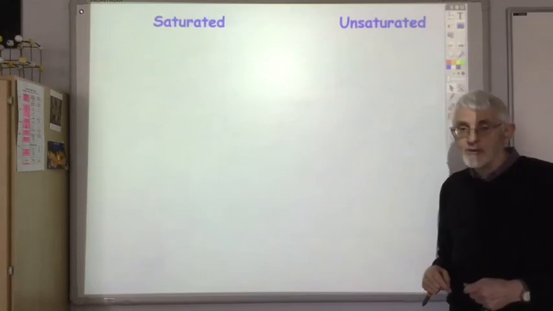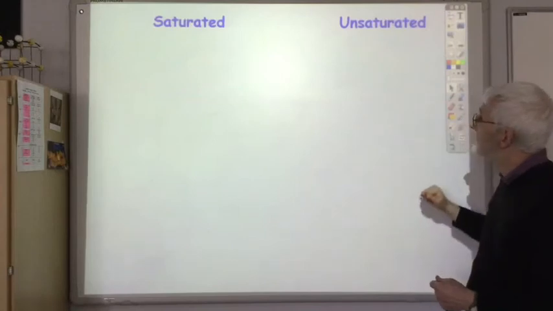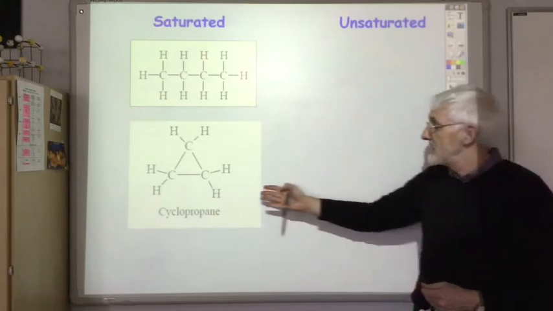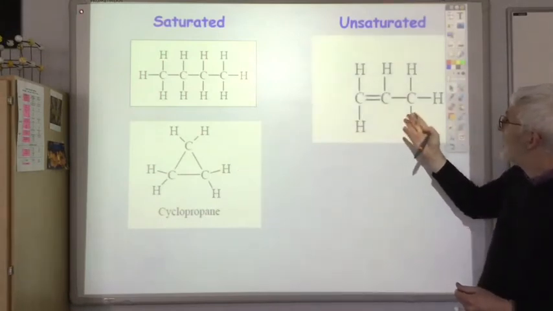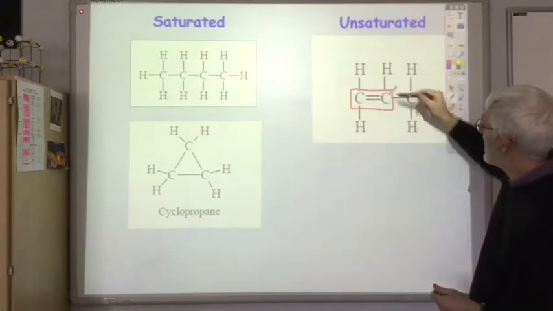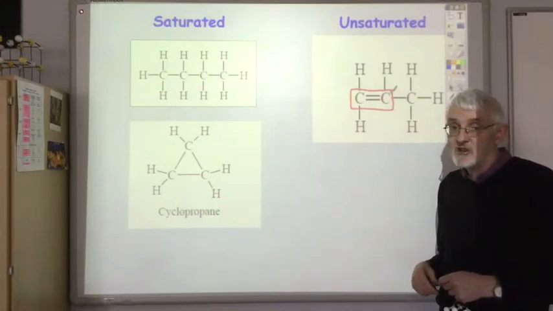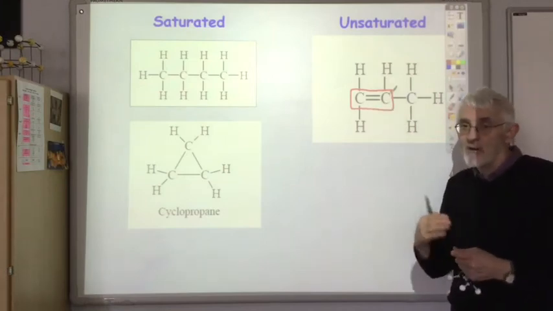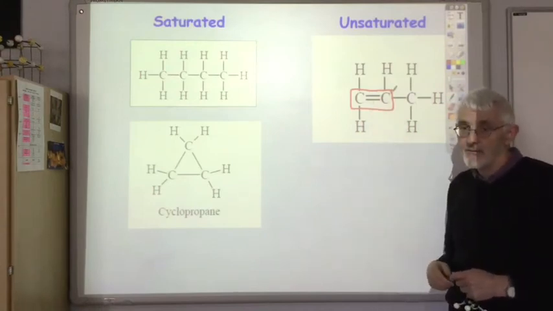Okay, then let's look at this important concept of whether or not a hydrocarbon is saturated or unsaturated. That's an alkane, it's saturated. Cycloalkane, also saturated. An alkene, unsaturated. So what makes it unsaturated? It's having that carbon-carbon double bond. So if we say a hydrocarbon is unsaturated, we mean it contains carbon-carbon double bonds. Not a carbon-oxygen double bond, which we'll see later on, but a carbon-carbon double bond.